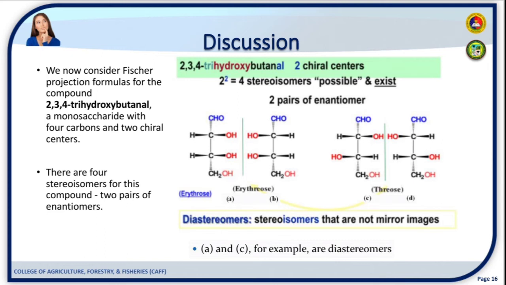Now, if stereoisomers do not have mirror images, then you call them diastereomers. Remember, enantiomers have mirror images, while diastereomers do not have mirror images. Say, for example, letter A and letter C. They are diastereomers because they are not mirror images of each other.